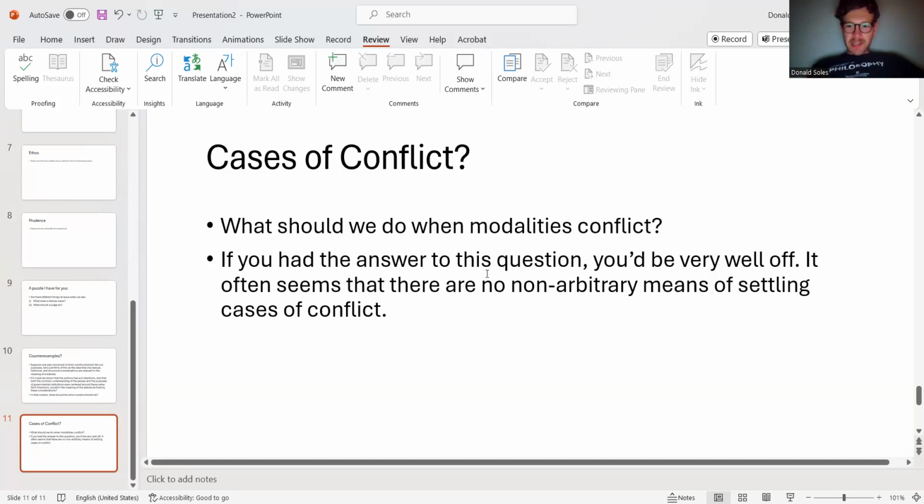It's tricky because everybody and their uncle has a view about which of these modalities is the best. And what do we do when these modalities conflict? Well, I don't have the answers for you. I wish I did, but you might think more about this as the semester goes on.